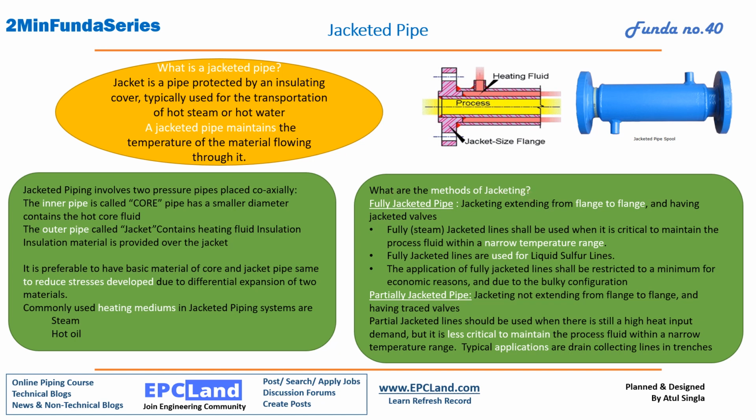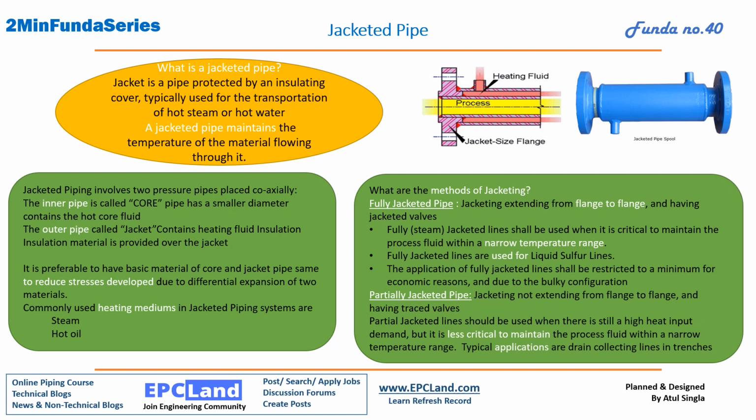Now what are the methods of jacketing? We have two methods: fully jacketed and partially jacketed. In fully jacketed, we do the jacketing from flange to flange, end to end, and that is called a full jacket. In partial, we do not extend it to the flange; we terminate somewhere before the flange.